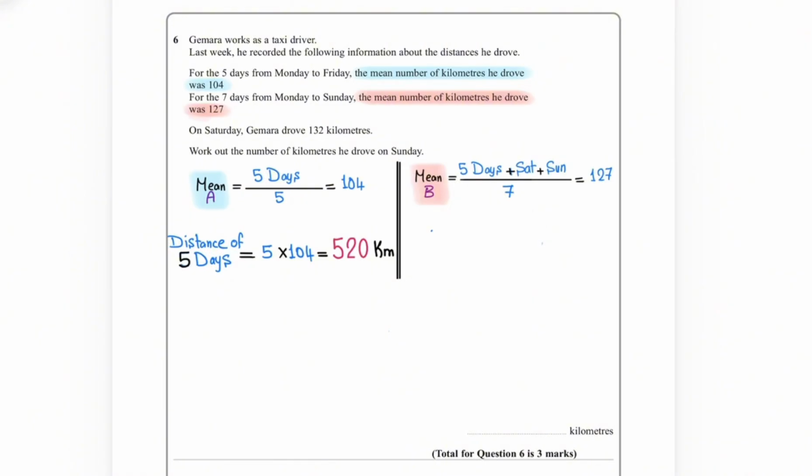Second step, find the total distance driven for all the 7 days by applying exactly the same idea for the full week. The total distance covered for the 7 days equals their mean multiplied by the number of days, which is equal to 127 times 7 equals 889 kilometers.